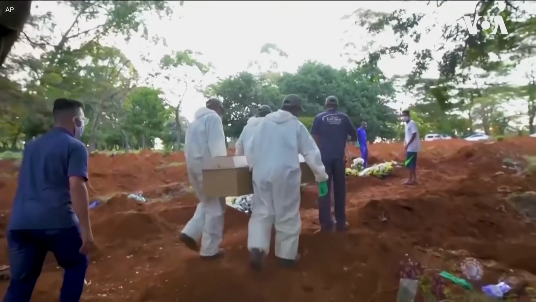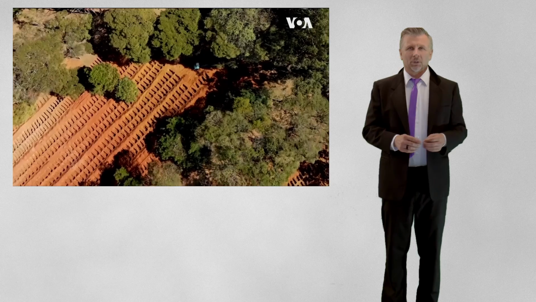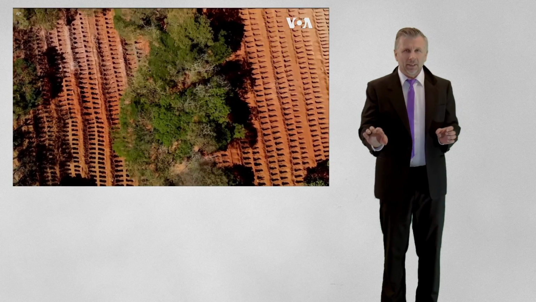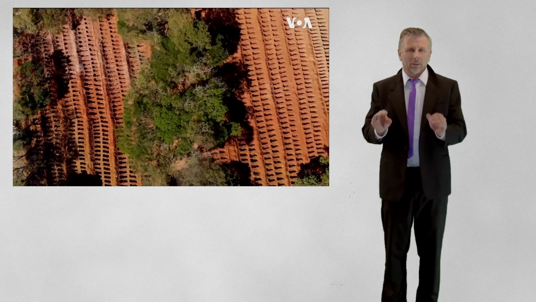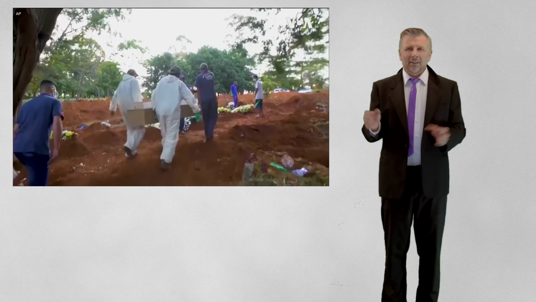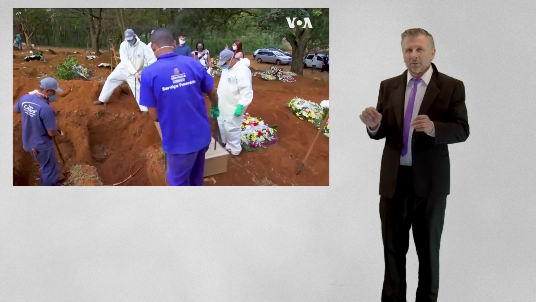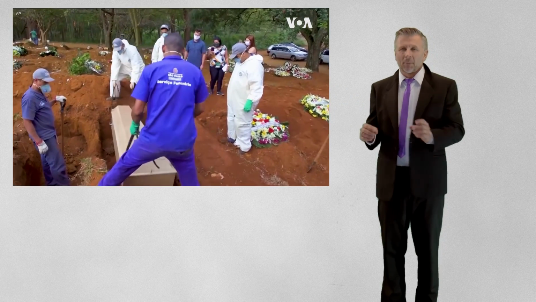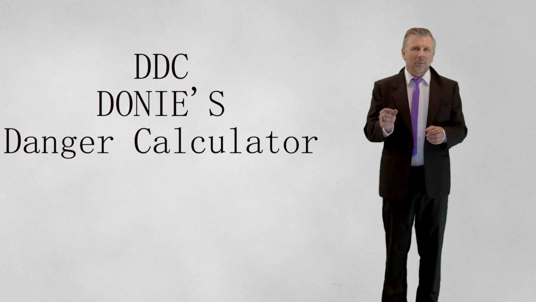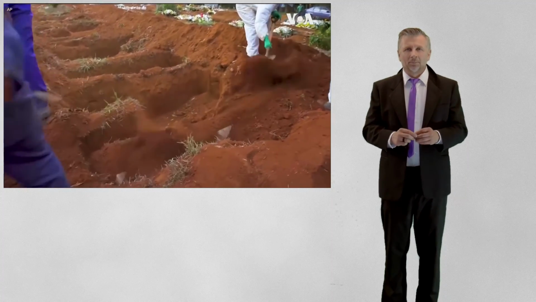You've probably heard some people claim that the recovery rate for COVID-19 is 99.96%. Or perhaps you've heard the fatality rate is 0.06% or some other very low number. One of the methods used for these calculations involves calculating the amount of deaths relative to the population. I'm going to call this Donnie's danger calculator. I'm going to show you some examples and expose the flaw in this method.